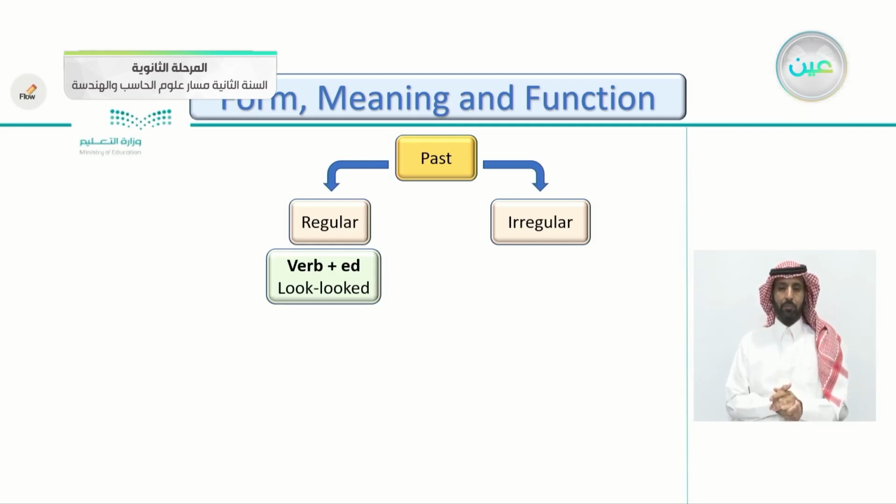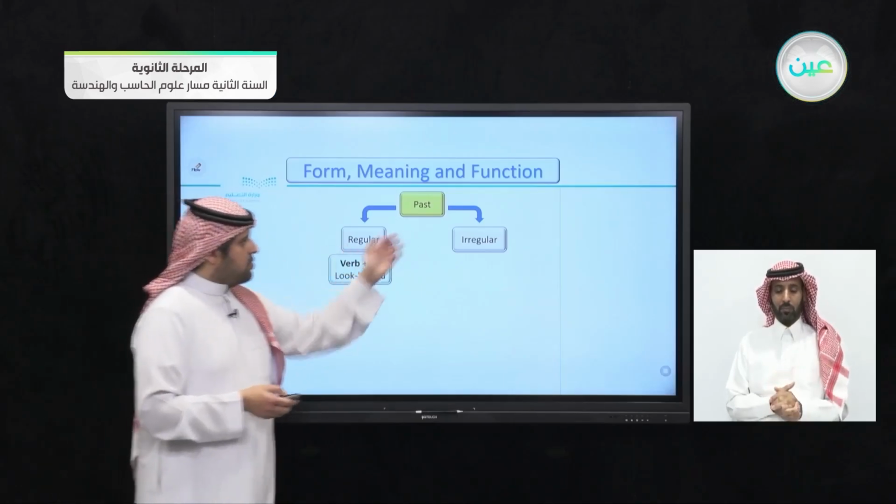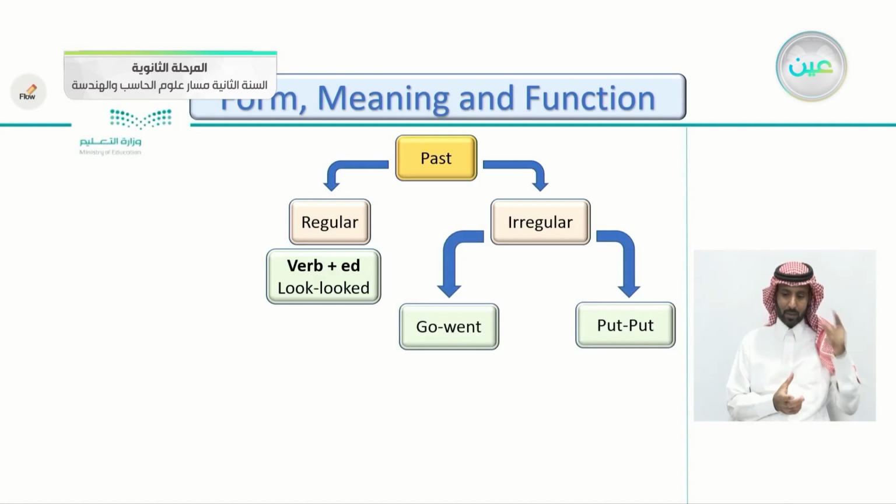Of course, there are some special cases, like for example, if the verb is ending with a y, you remove the y and put ied. Let's go to the irregular part here. We have two kinds of irregular. So now we know the regular, just add ed with some exceptions, of course.